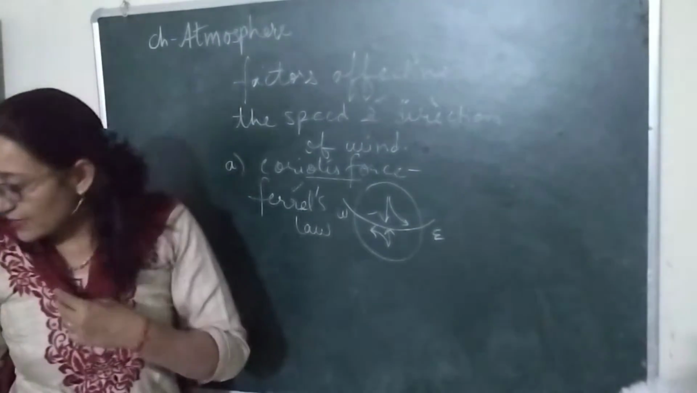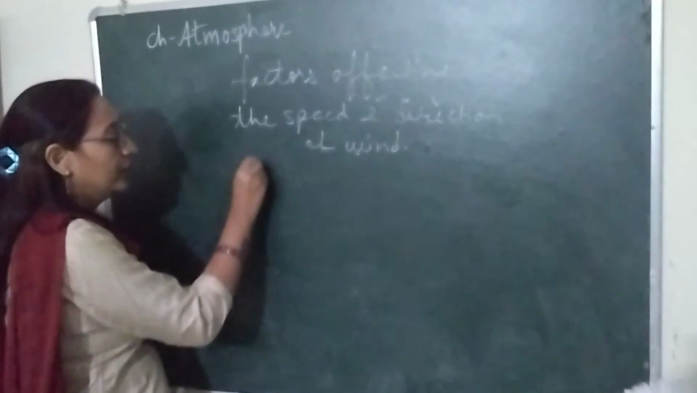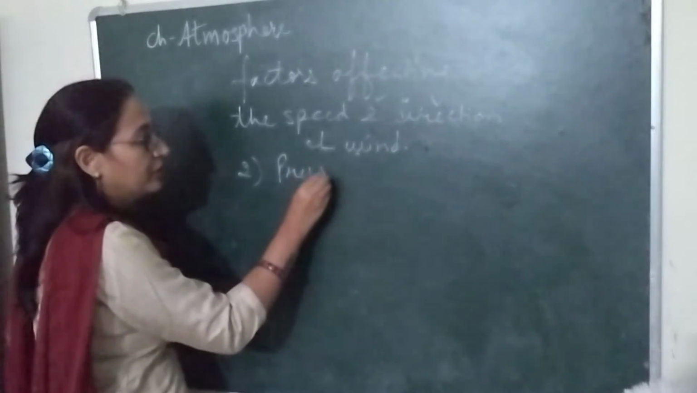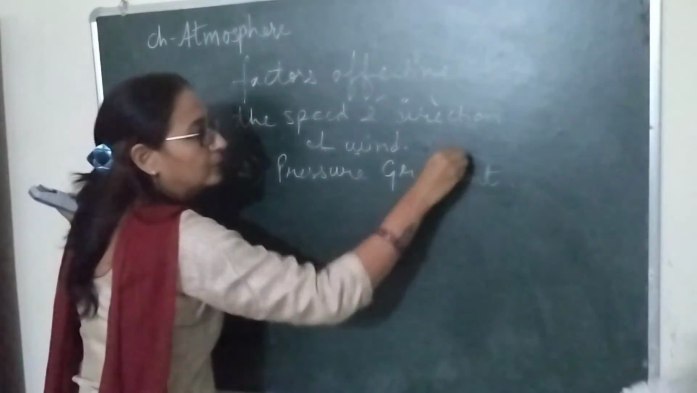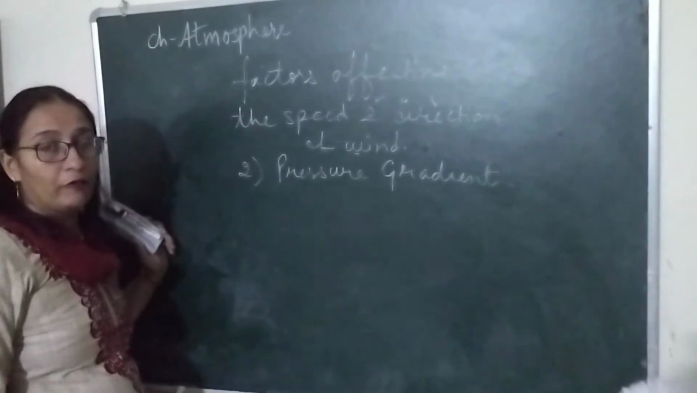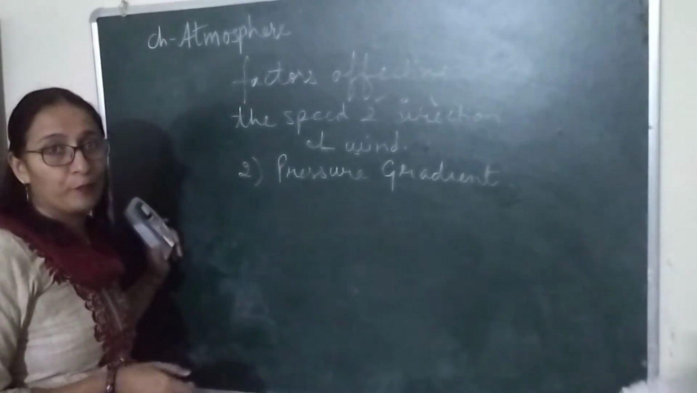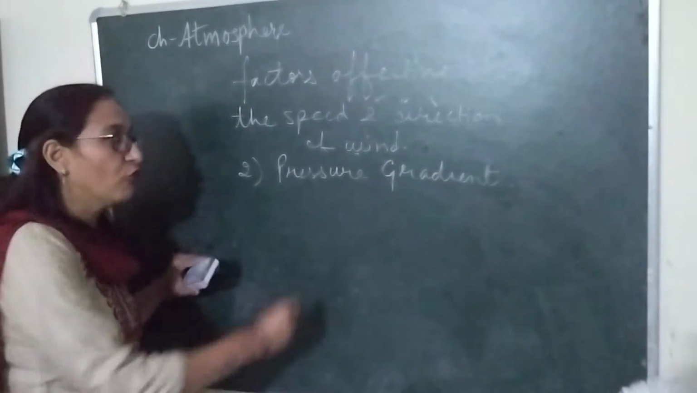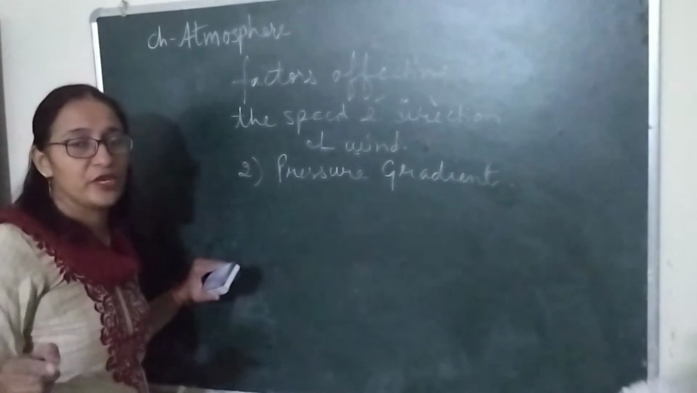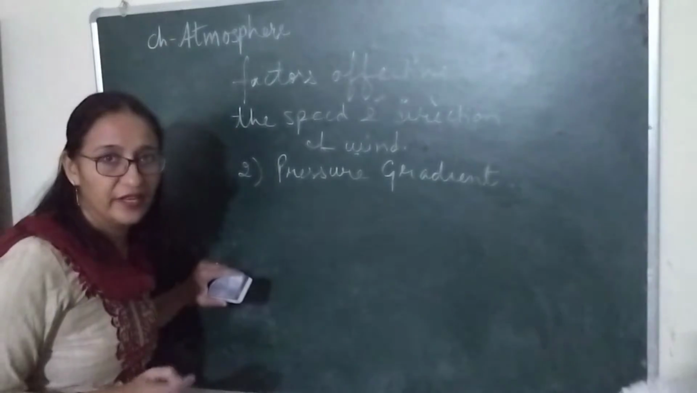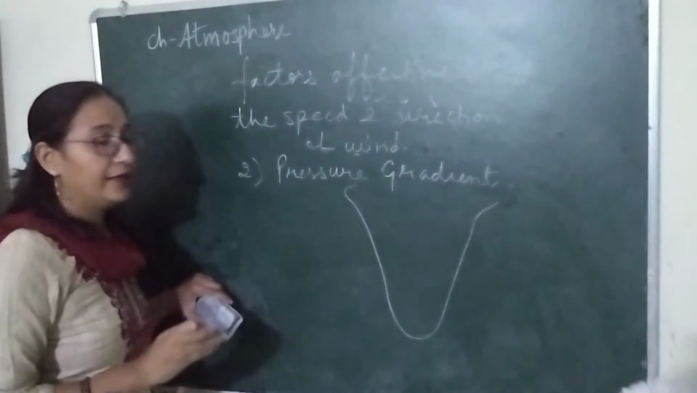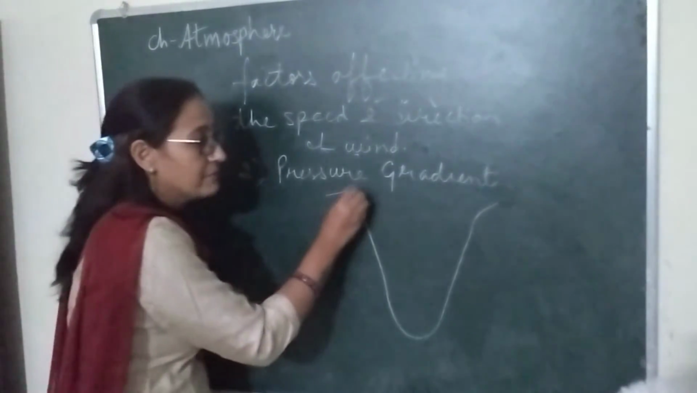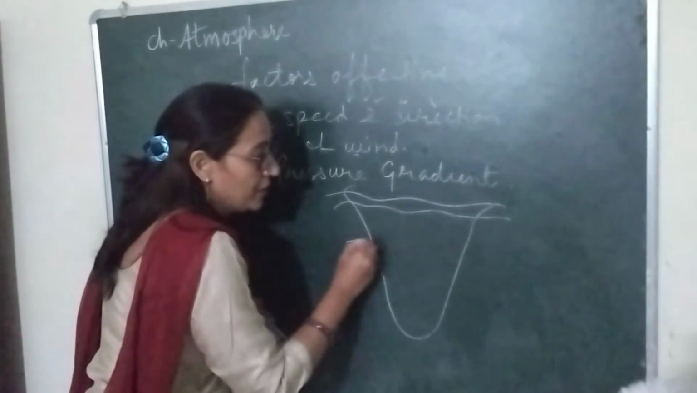Now next we will discuss the another factor that is very important, pressure gradient. I have told you in the beginning also the two important terms. What is the meaning of pressure gradient and what is isobar? Both terms will involve here. As we know, what is pressure gradient? Difference in pressure between two places is known as pressure gradient. Isobar, I have told you. Now, if I'll repeat again, isobar means the imaginary line join the places of same pressure.